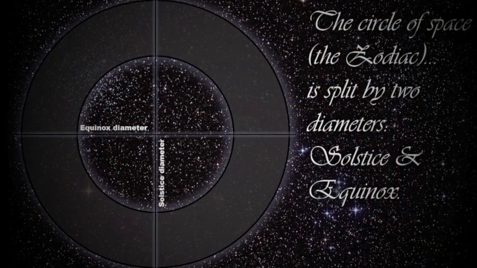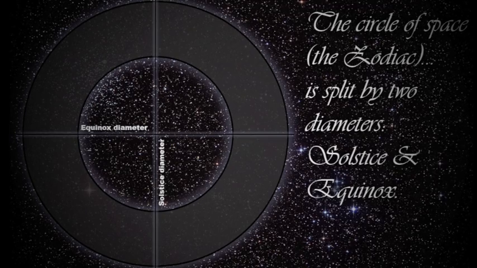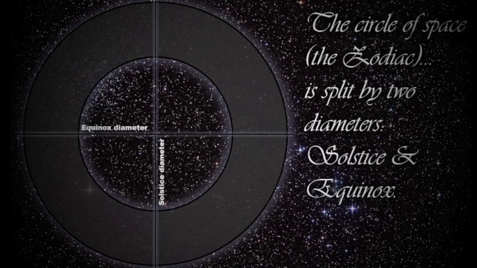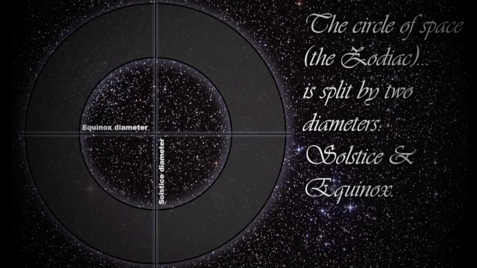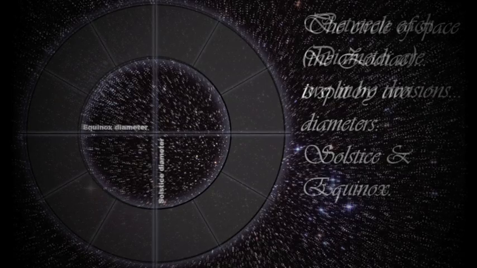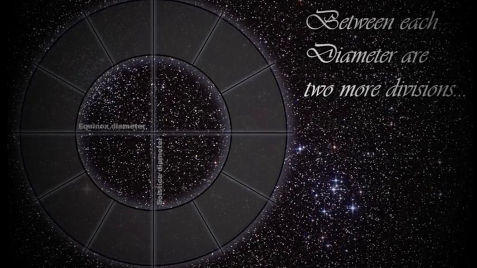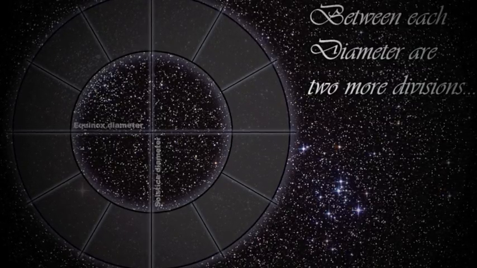It says, it is well known that the circle of signs is split by 2 diameters. One is the line from equinox to equinox, and the other is the line from solstice to solstice. Between each equinox and solstice are 2 other divisions, and together these 3 mark the 3 strides of Vishnu. So, those are the 12 divisions of the zodiac based on the equinoxes and the solstices in plain black and white, straightforward language.